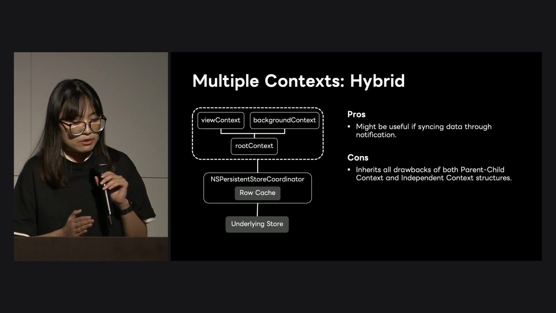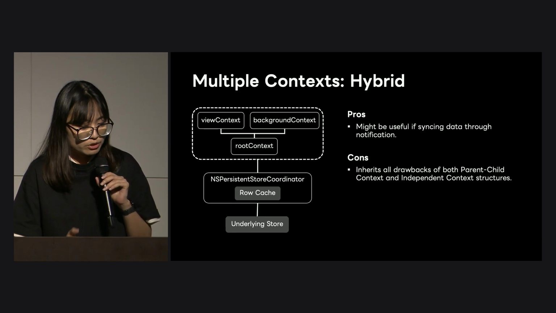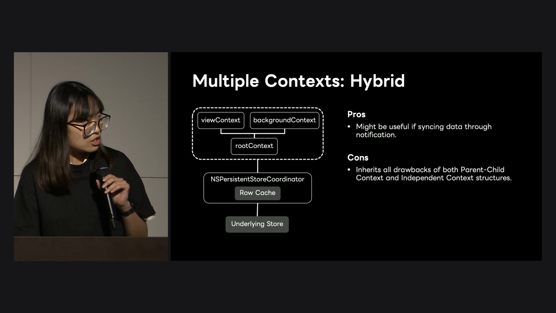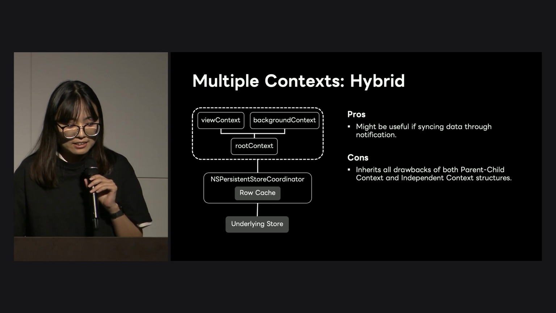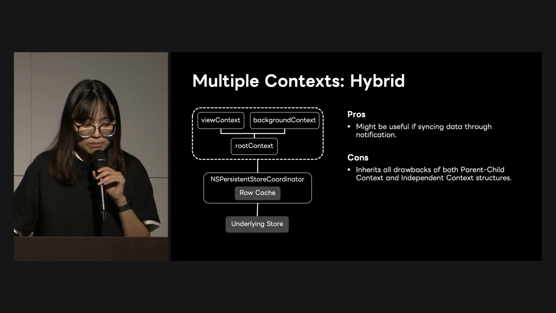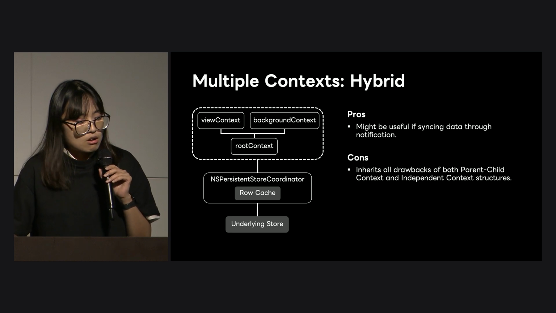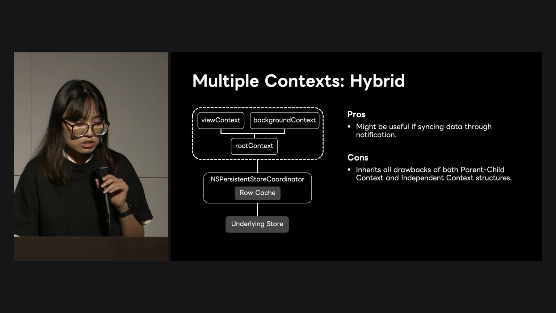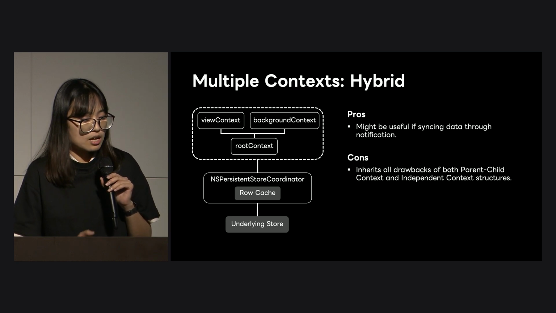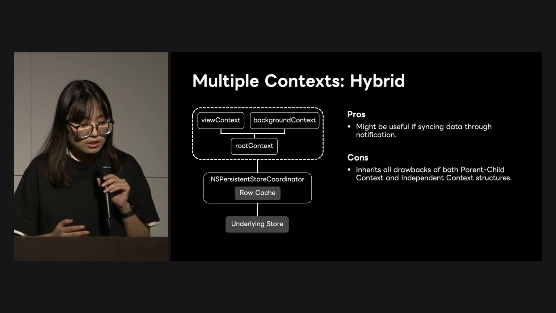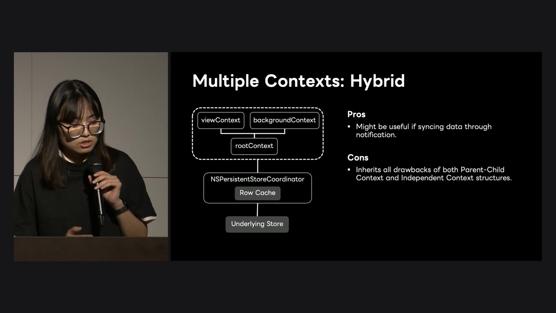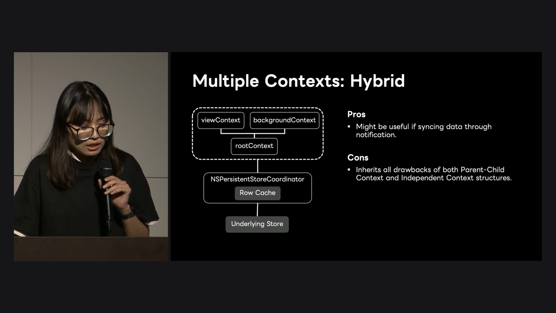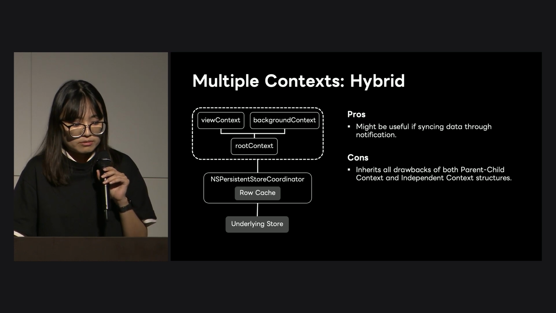Both independent and parent-child context structures have their own pros and cons. So, what if we combine them into a hybrid structure? It sounds like a great idea, but in fact, it brings more problems than benefits. Firstly, we will lose key benefits of the independent context structure, like the clear separation between contexts. Also, we don't get the full advantages of the parent-child structure. We still have to handle concurrency. In short, it inherits downsides from both structures.